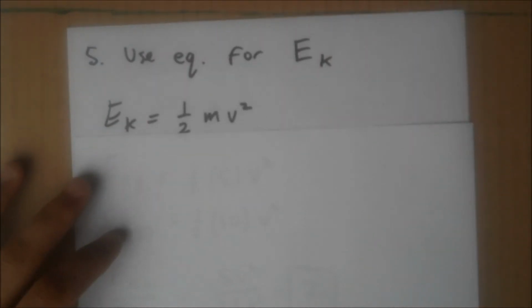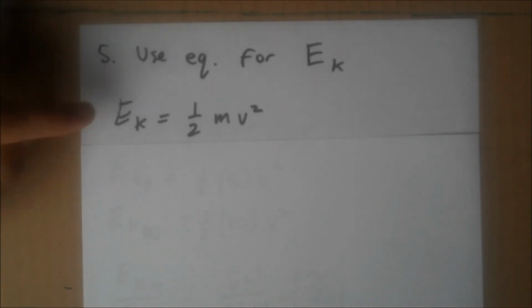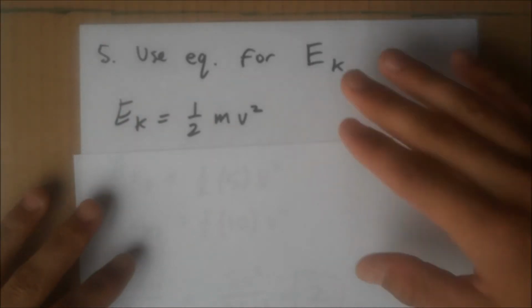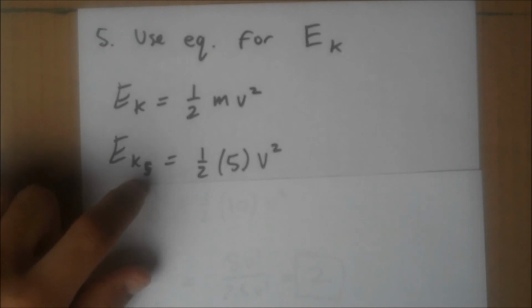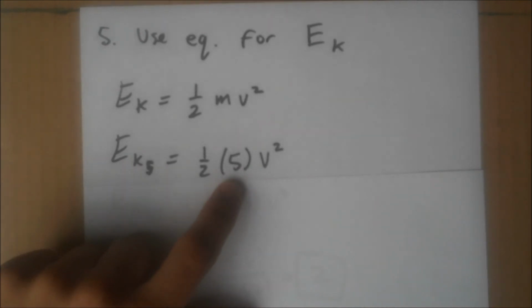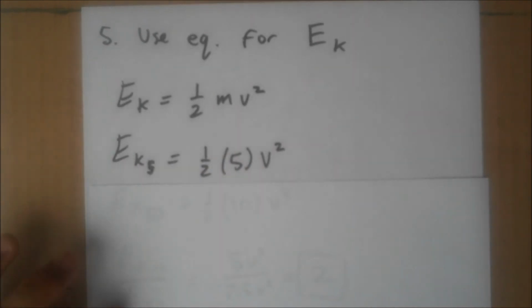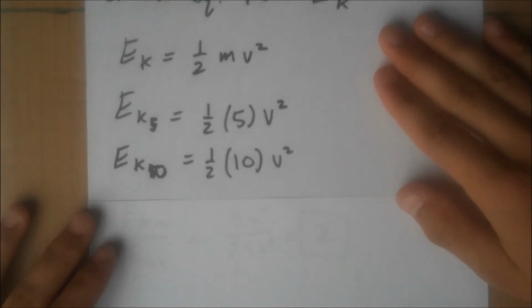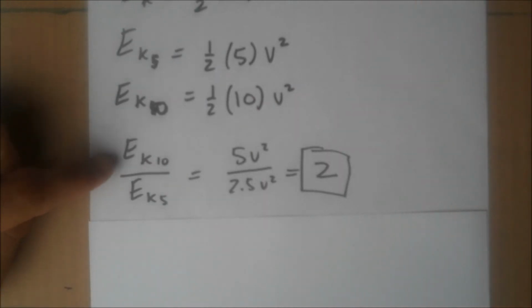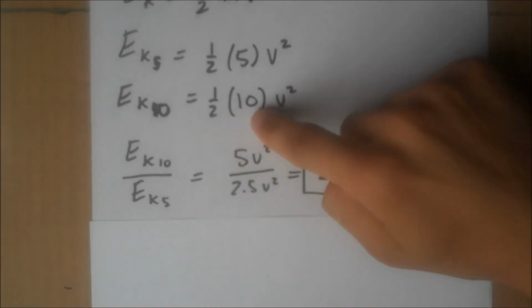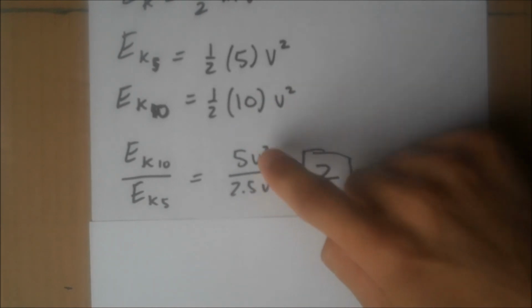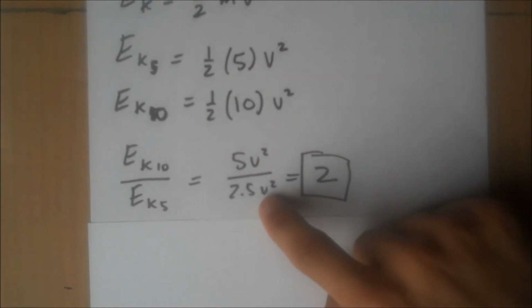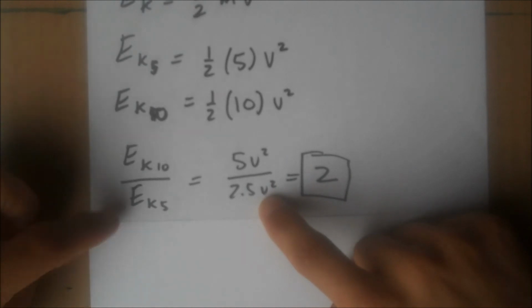Last, we'll use our equation for the kinetic energy. Kinetic energy, as you know, is equal to 1/2 m v squared. The kinetic energy of the 5-kilogram box is 1/2 times 5, its mass, times its velocity squared. The kinetic energy of the 10-kilogram box is 1/2 times 10, its mass, times its velocity squared. Taking our ratio, using the expressions, 1/2 of 10 v squared would be 5 v squared, and 1/2 of 5 v squared would be 2.5 v squared.